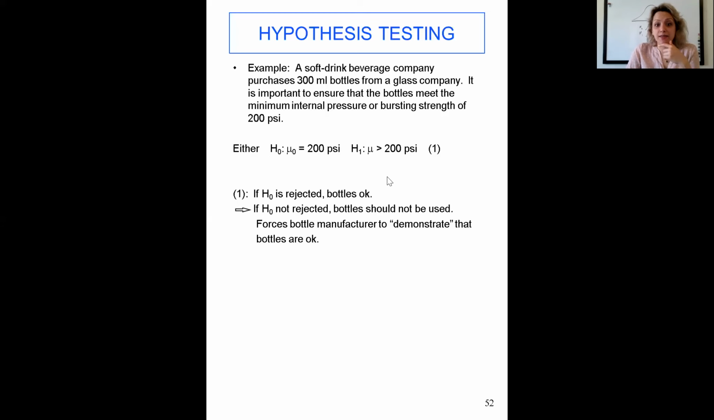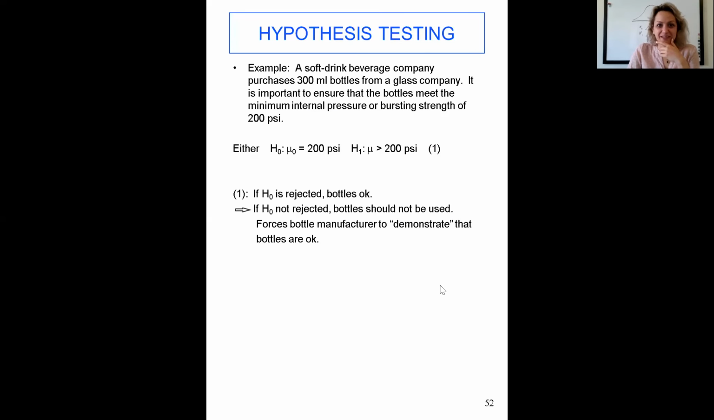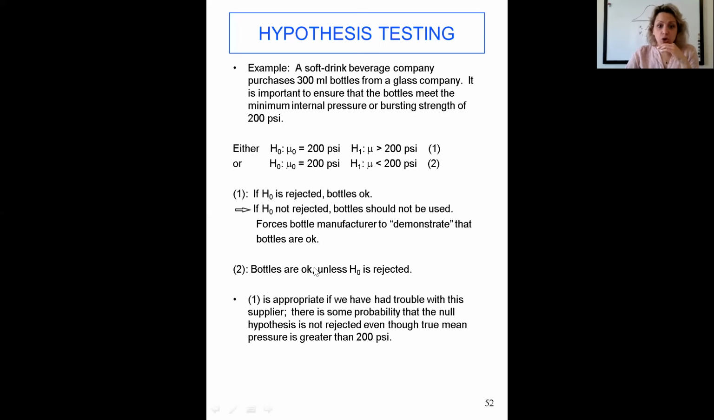Another way is to say that mu null is equal to 200 psi, but the alternative is that mu is less than 200 psi. This is very different from the first way that we had. In the second way that we defined it, the bottles are okay unless H null is rejected. So the bottles are always okay unless we reject the H null.